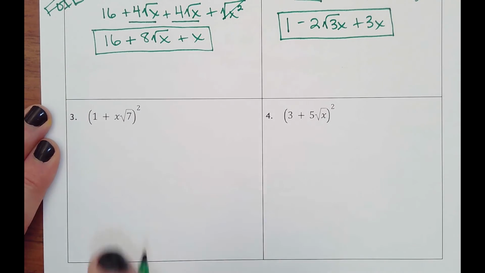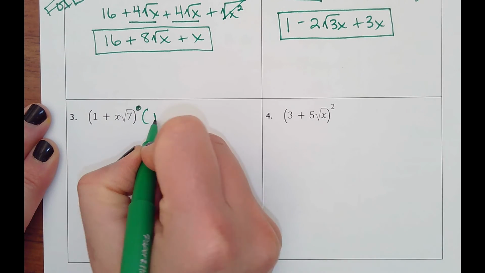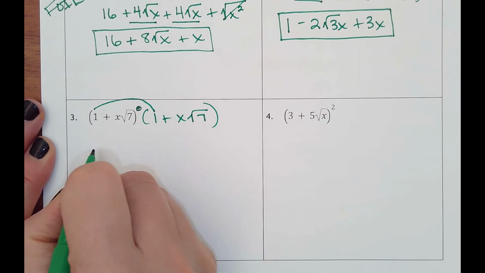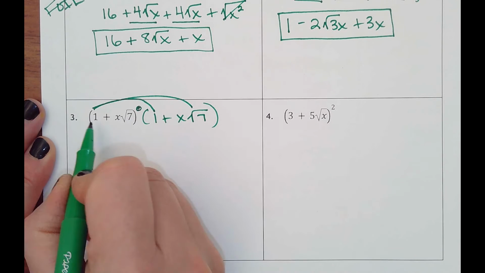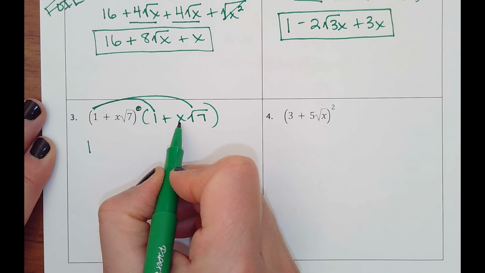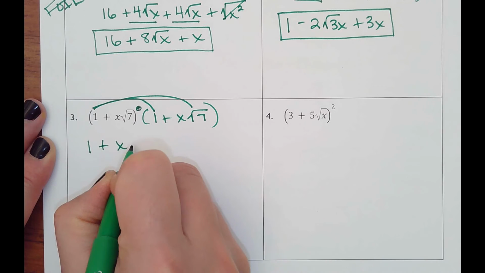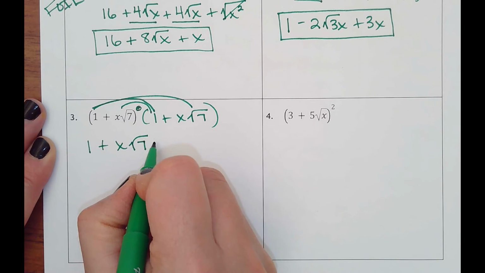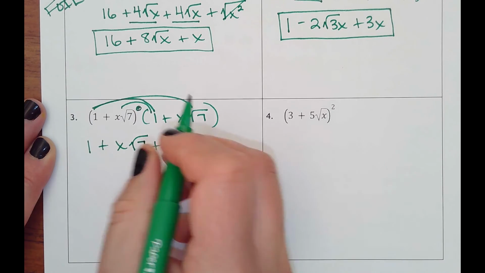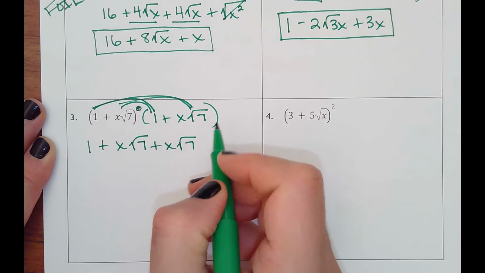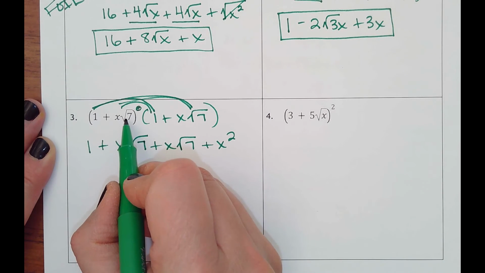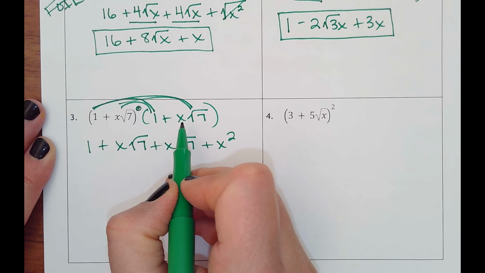Number 3. Write it out twice. We've got 1 times 1 is 1. Outers, 1 times x is just x, square roots of 7. And then we've got another x, square roots of 7. And then on the end, we've got x times x is x squared. And then we can start figuring out, okay, well, this is square root of 7 times square root of 7. That's really just going to be square root of 7 squared, or 7.